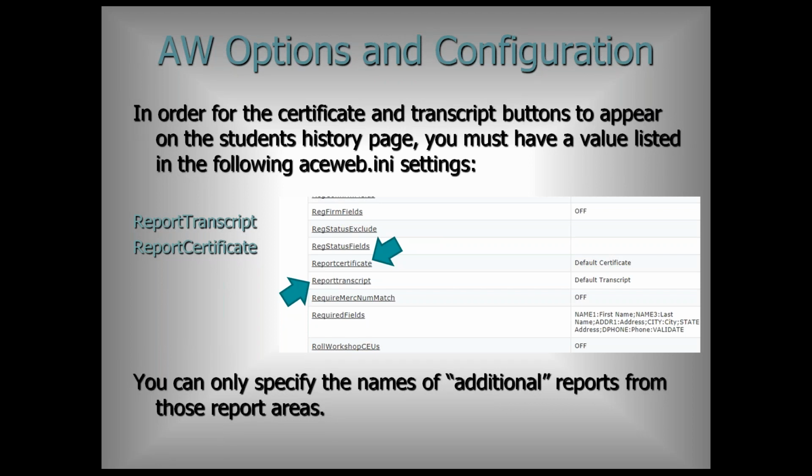only two, and it's two new ACEweb INI entries, and they're called Report Transcript and Report Certificate. Now what these do is they're going to hold the value of the default report that you want to use for that particular feature. So for Report Certificate, you specify the name of an additional report in the certificates report area to be used as the default when your students go online and click My Certificates and then Get Certificate.